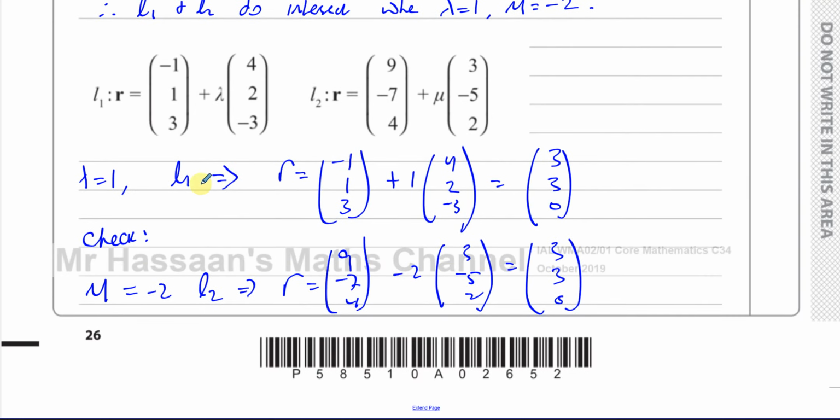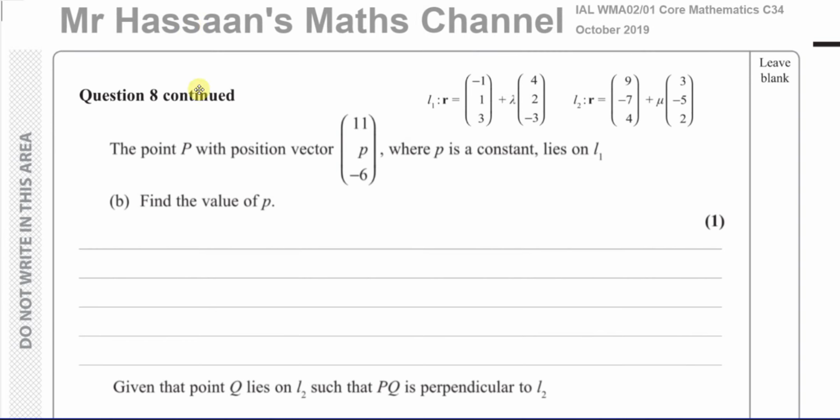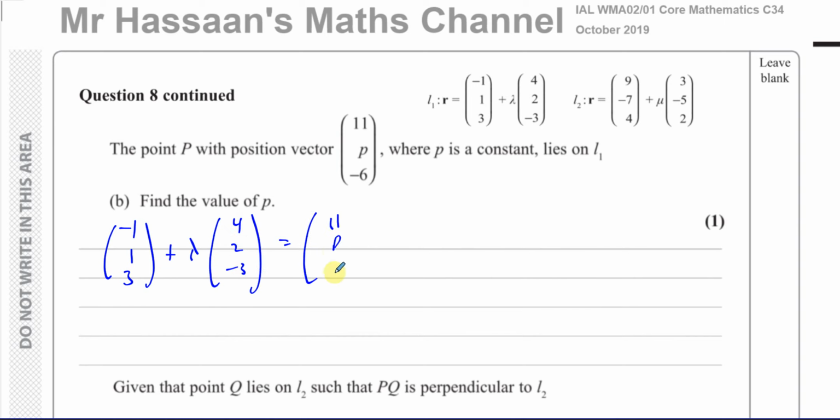Now for part B. In part B, it says the point P with position vector (11, p, -6), where p is a constant, lies on L1. Find the value of p. Basically, we know that this point lies on this line, so there's going to be a value of lambda that takes you there. So you have (-1, 1, 2) + lambda (4, 2, -3) equal to (11, p, -6). Again, we can find what the value of lambda is that takes us to this point.